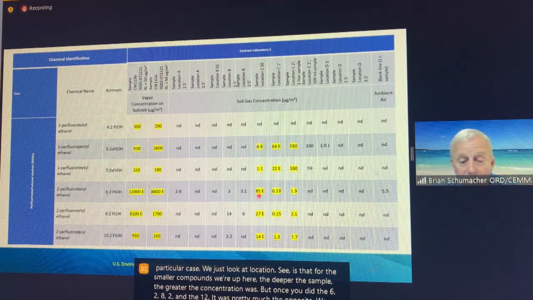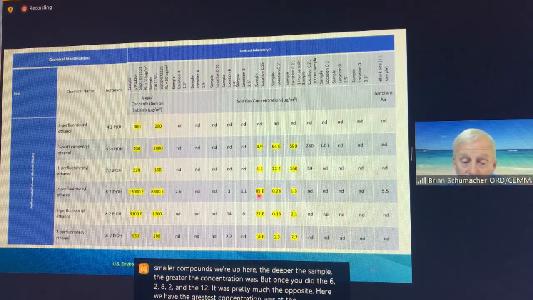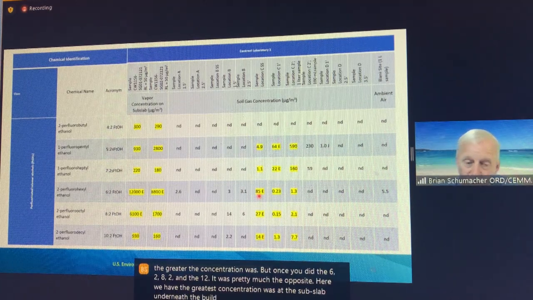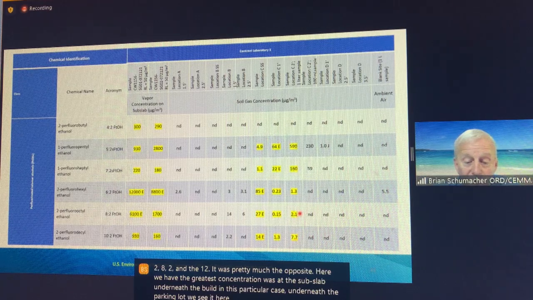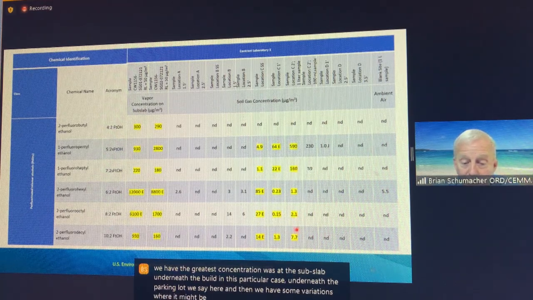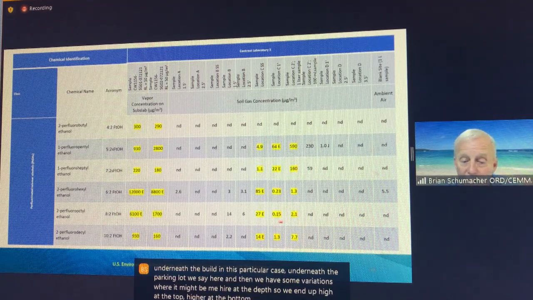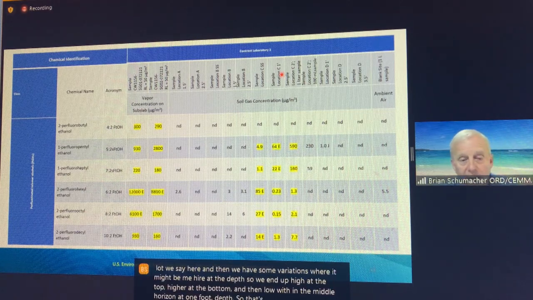Here we have the greatest concentration at the subslab, in this particular case underneath the parking lot. We see it here, and then we have some variations where it might be higher at depth, so we end up high at the top, higher at the bottom, and then low within the middle horizon at 1 foot depth. So that's an interesting pattern to be looking at.